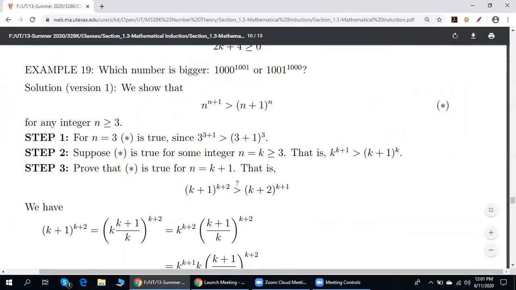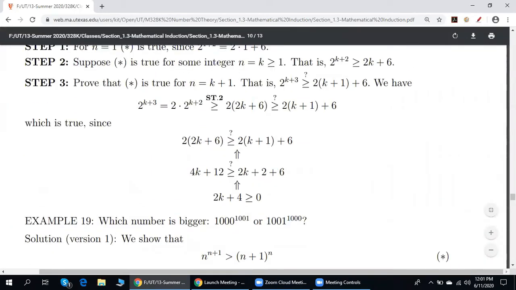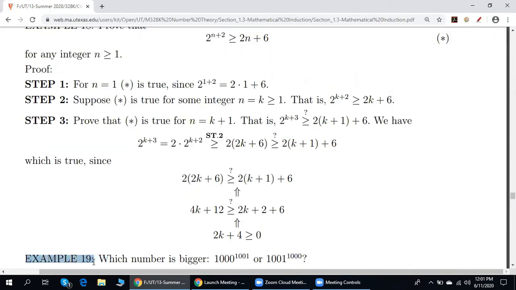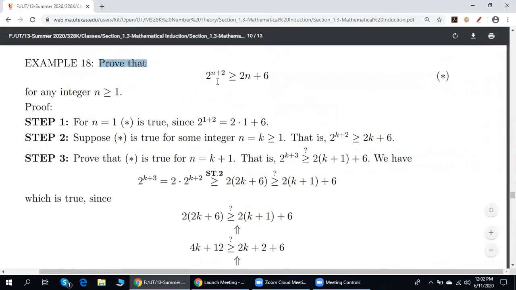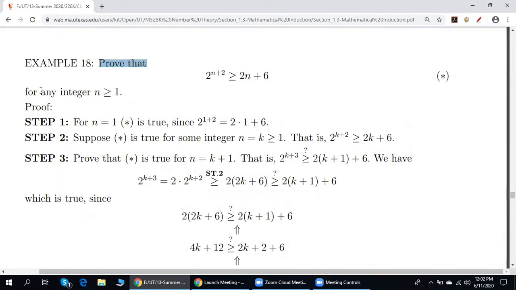Now let us discuss two pretty difficult examples. Please take a look at example 19. The way we ask this question is fundamentally different from any of the previous examples. In all previous examples, the question is, prove that this is true for any integer n greater or equal to 1, or just any integer n, and so on.